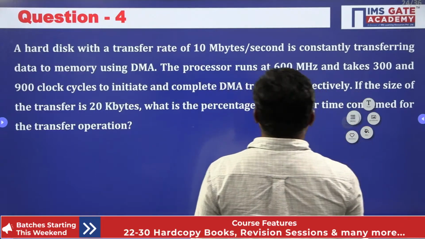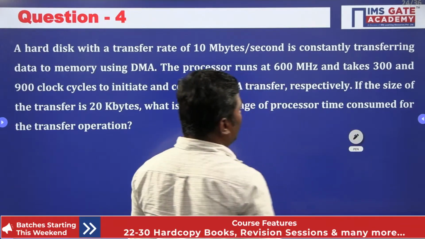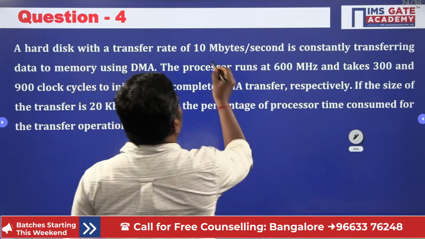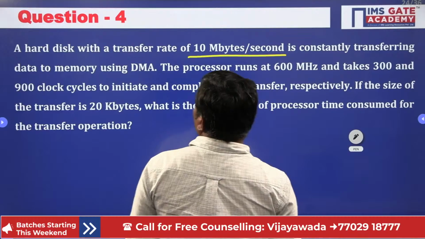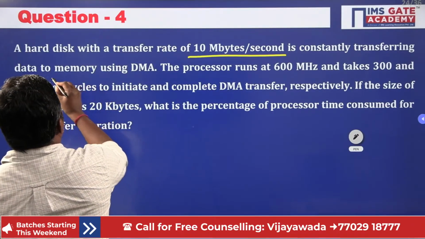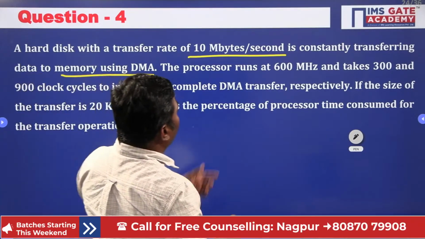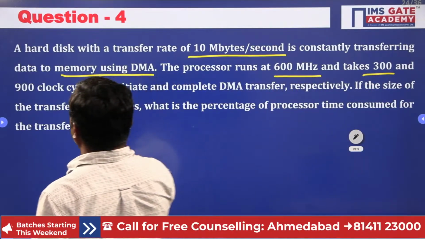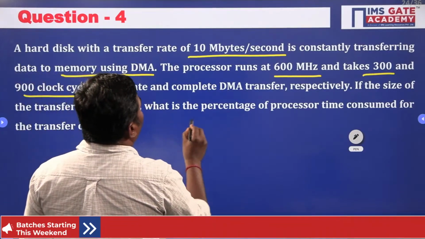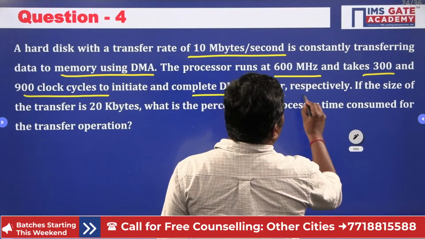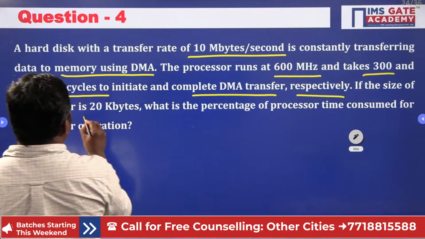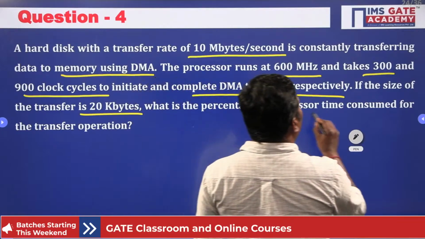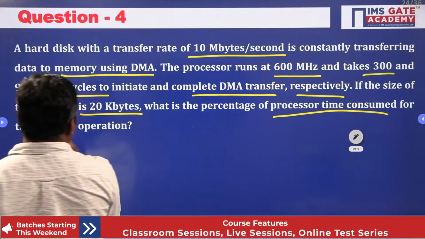So this fourth question you can solve. Hard disk with a transfer rate of 10 Mbps per second is constantly transferring data to memory by using DMA. The processor runs at 600 megahertz, takes 300 and 900 clock cycles to initiate and complete the DMA transfer respectively. If the size of the transfer is 20 kilobytes, what is the percentage of the processor time consumed for the transfer operation they are asking?